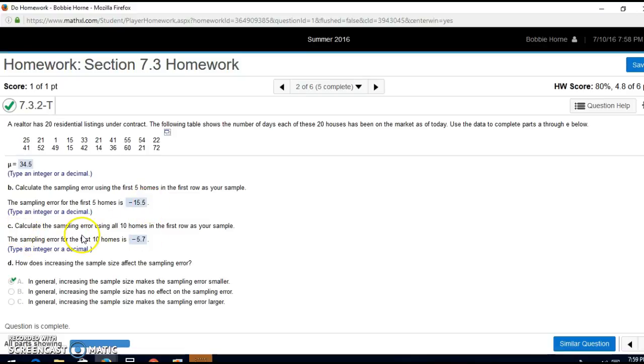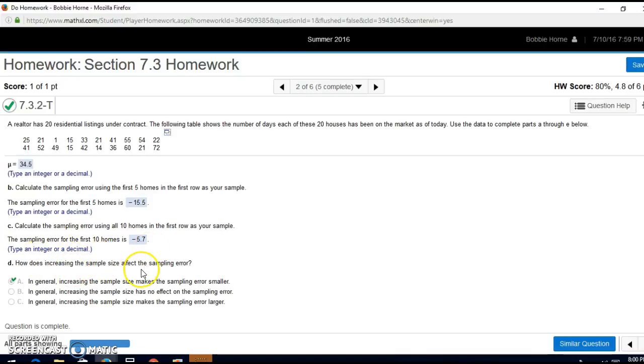You do part C the same way, except this time you're going to have 10 numbers. So you're going to take all these numbers at the top, add them up, and divide by 10. That is your sample mean. Subtract your population mean from your sample mean, and you get negative 5.7. Be careful. When I was working the problems, my mistake was not actually the calculation, but remembering to round to the nearest tenths or hundredths. Make sure you read what it's asking you to round to.